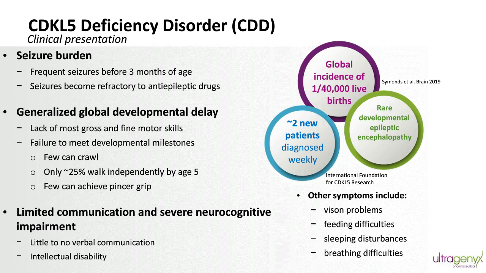It's expected that this disease has an incidence of about 1 in every 40,000 live births. And as we're learning more about it, we're also finding more patients. About 2 patients are being newly diagnosed every week since we now have this on the seizure panels.